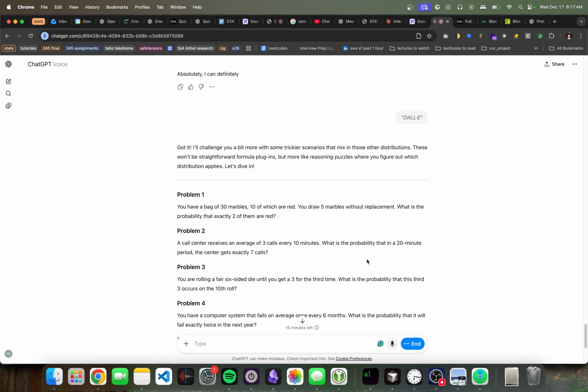Number 8, you flip a fair coin repeatedly until you get heads for the 5th time. What is the probability that this 5th head appears on the 12th toss? Number 9, a store sells 3 rare items per day on average. What is the probability that they sell exactly 5 rare items in a day? Number 10, in a shipment of 50 phones, 5 are known to be defective. You test phones one by one until you find the first defective phone. What is the probability that you have to test at least 10 phones to find one defective?